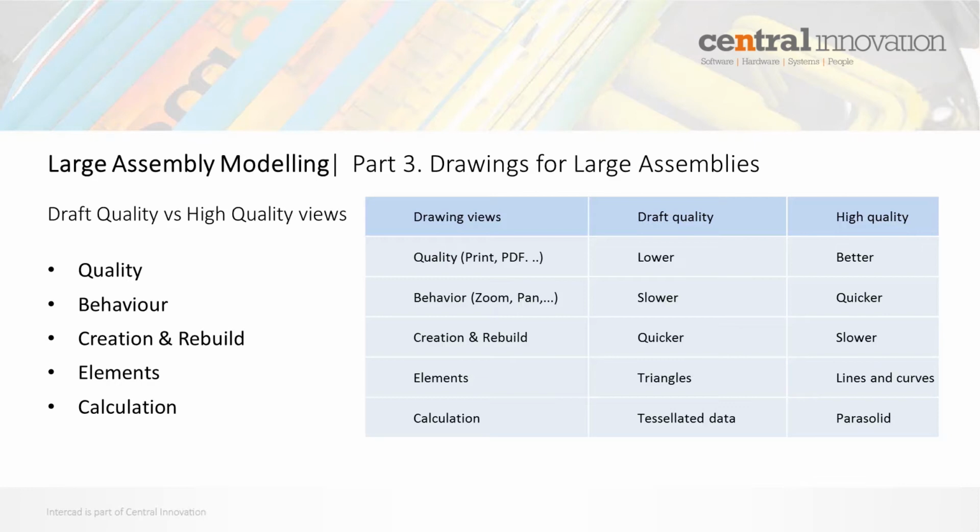High quality views on the drawing sheet, as the name suggests, provide better graphical representation, but they will actually cause your performance to decrease. The reason for it is that it's referring to the Parasolid detail, the geometry and topology, which describes the whole model. And I guess some things to note about the differences between draft quality and high quality.